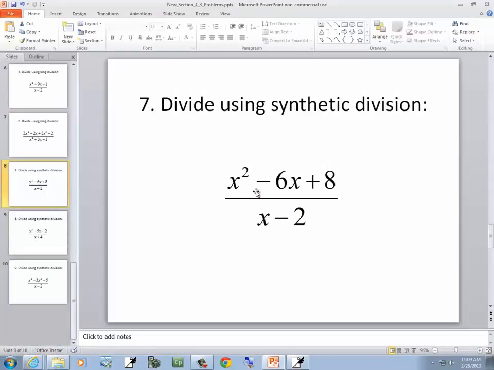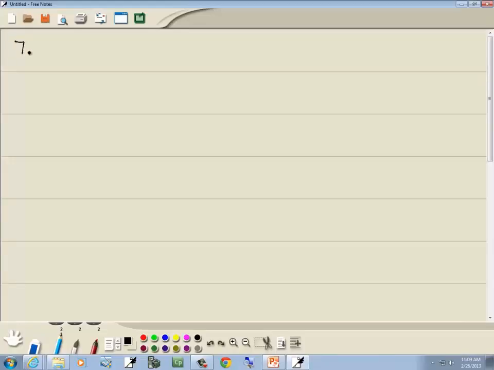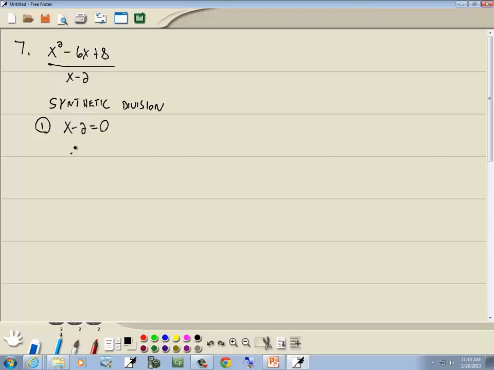Okay, let's look at synthetic division. We've got x squared minus 6x plus 8 over x minus 2. And this is synthetic division. Our first step of synthetic division is we take what we're dividing by and set it equal to 0 and solve. So we'll take the x minus 2, set it equal to 0 and solve. And we get x is equal to 2.